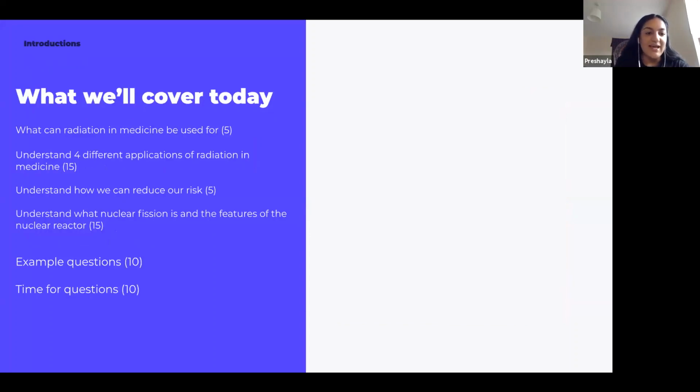So what we're going to cover today then is what can we use radiation in medicine for, understand 4 different applications of radiation in medicine, so the 4 that you need to know, understand how we can reduce our risk of radiation, and understand what nuclear fission is and the features of a nuclear reactor. So we're going to be looking at 2 main concepts today, radiation in medicine and then fission.